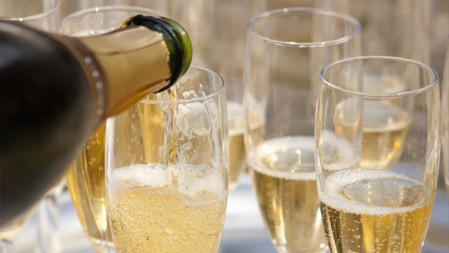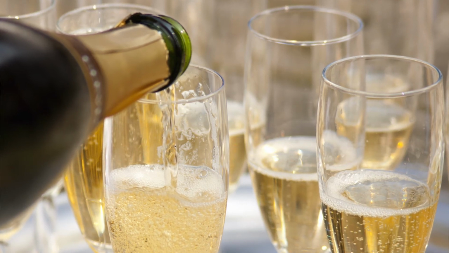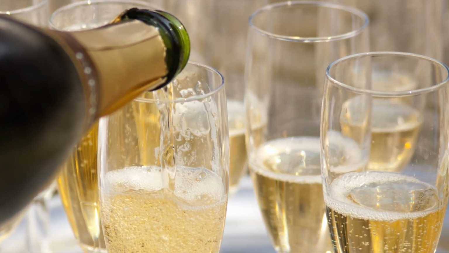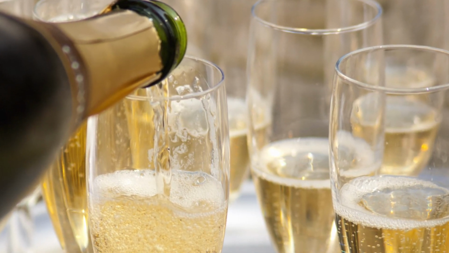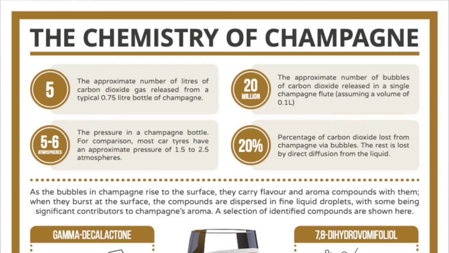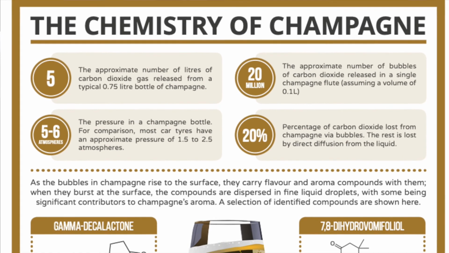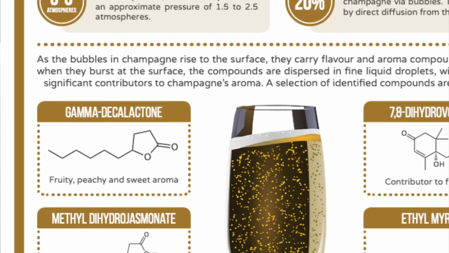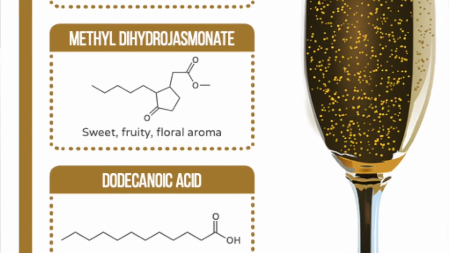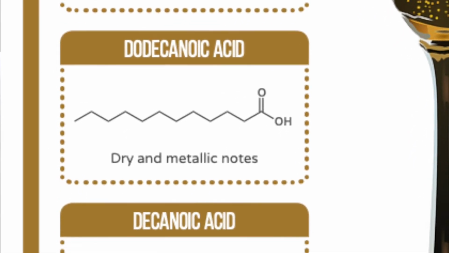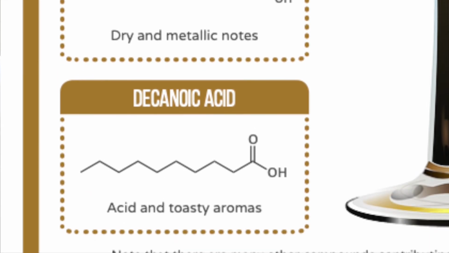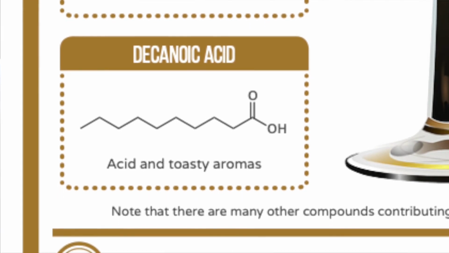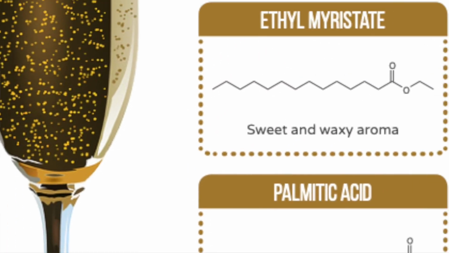Now, one other place you might find fatty acids, which is kind of interesting, is champagne. Now, champagne has a very complex flavor, a lot of different notes and smells and tastes and such. And this is due in part to the fatty acids associated with champagne. Now, the dry and metallic notes of champagne come from decanoic acid, which is a fatty acid with 10 carbons in it. This decanoic acid here gives it a toasty, a little bit of an acidic taste to it.